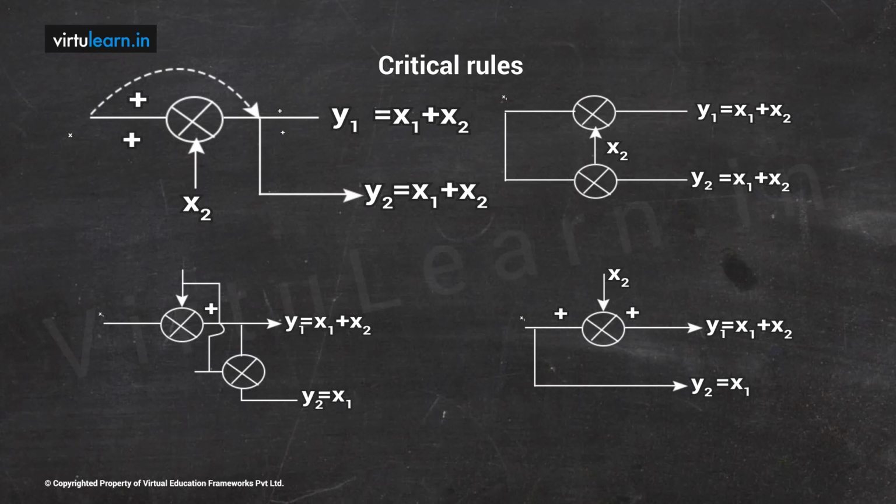Similarly, we'll see the second rule, that is shifting the takeoff point after the summing point. Even if you shift, in that same case, y2 you are getting x1 plus x2, but I want only x1, therefore subtract that x2. So you take the x2 signal and connect it negatively to a summing point, so that it can be subtracted, and y2 is x1 like the previous one. So this way we can use the critical rule. All these rules are useful to reduce a very big block diagram into a single block which has the overall transfer function.